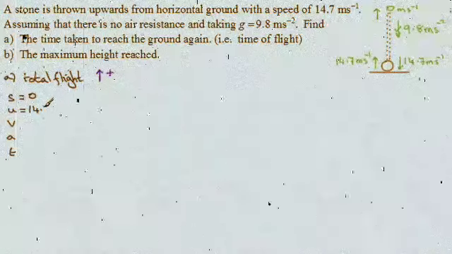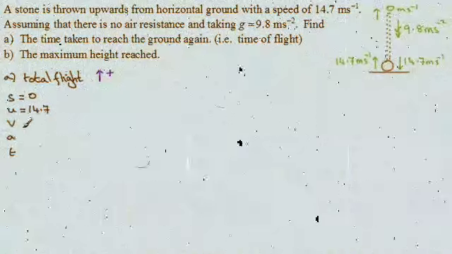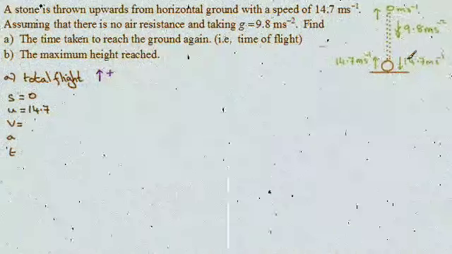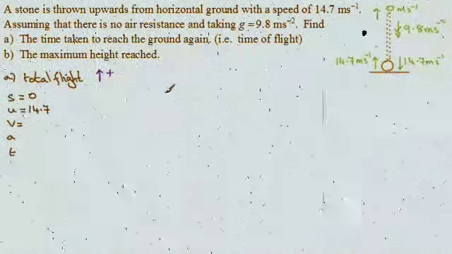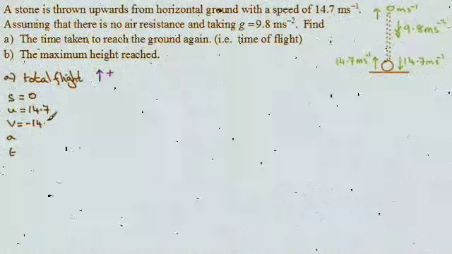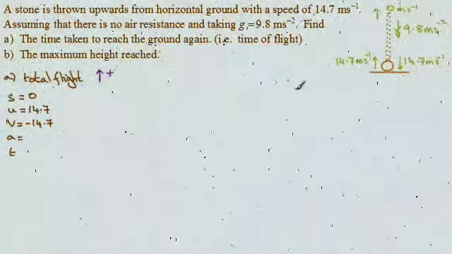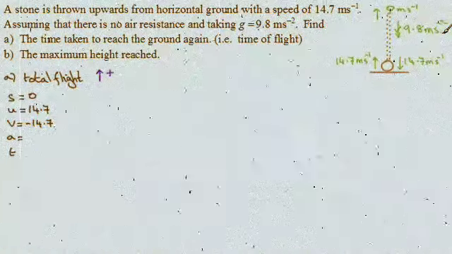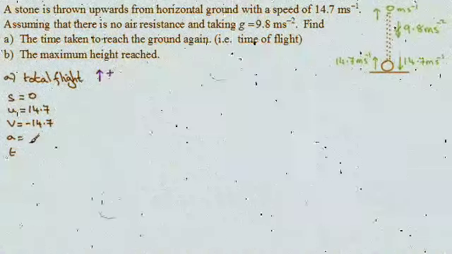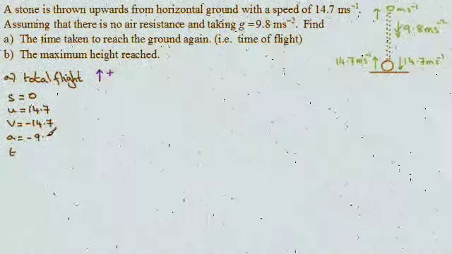I'll leave off the units because I haven't got much room to do this, and it'll just give me a bit more space. v, the final velocity, well that's going to have a magnitude of 14.7, but it's in the opposite sense to what we've got here. So it's going to be minus 14.7. Now for a, the acceleration, well, the acceleration is 9.8 meters per second squared. It's acting downwards in the opposite sense to what we've got here. So throughout the total flight, we take a to be minus 9.8.